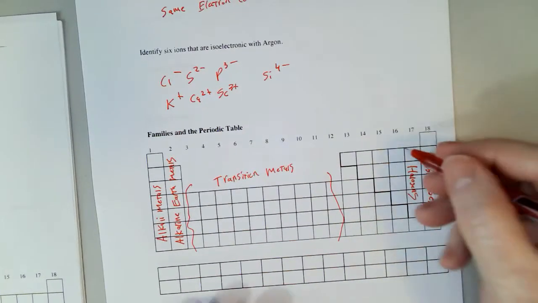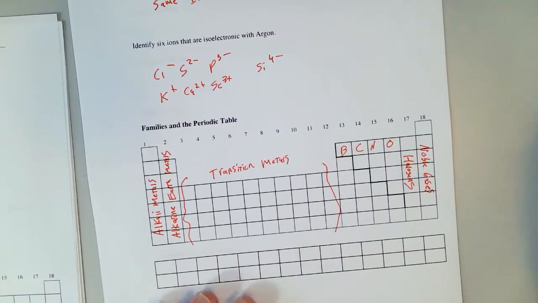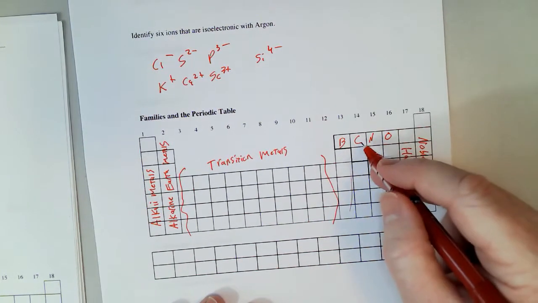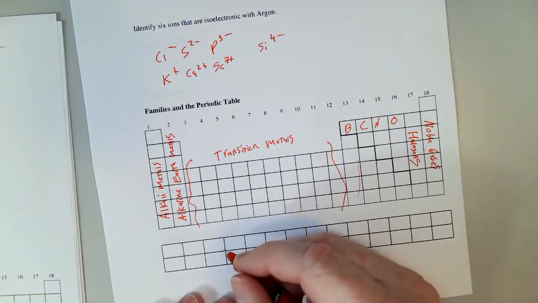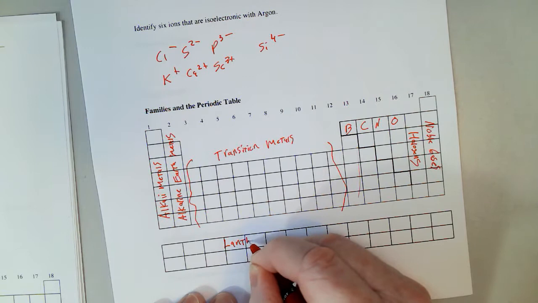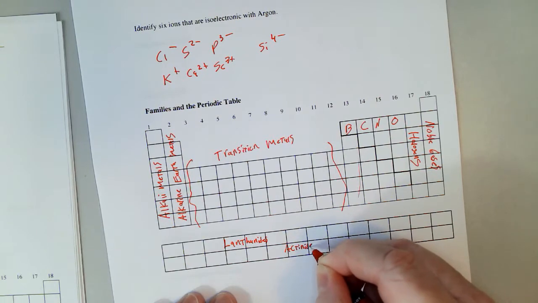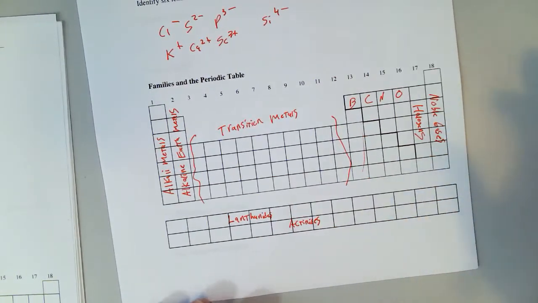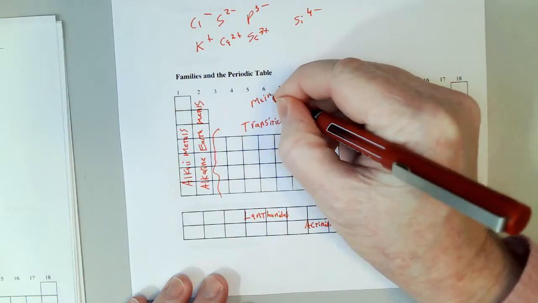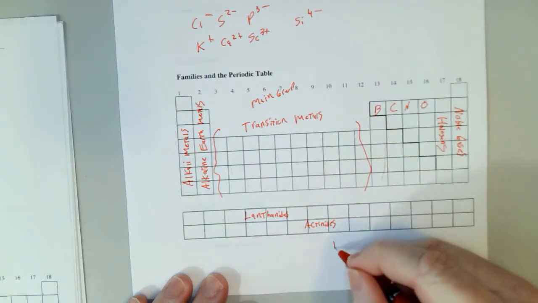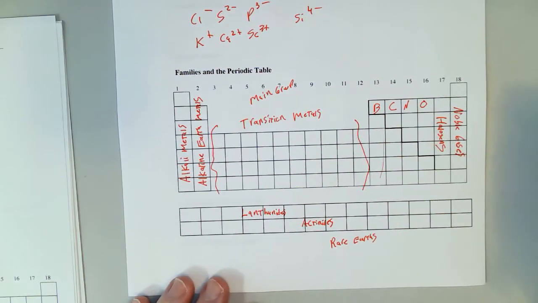Now, that would be the element oxygen, this would be nitrogen, that would be carbon, this would be boron. Typically, we would just call this the boron family, the carbon family, the nitrogen family, the oxygen family. Down here, this is the lanthanides. And this is the actinides. So typically, what we say is up here, these are your main group. And these down here are your rare earths. Kind of general names.